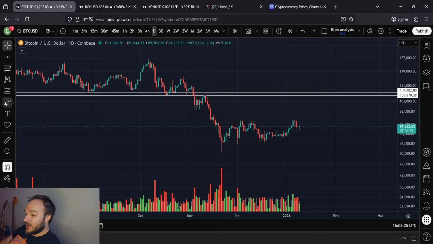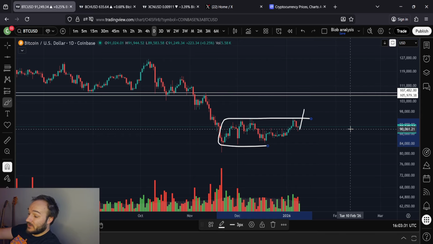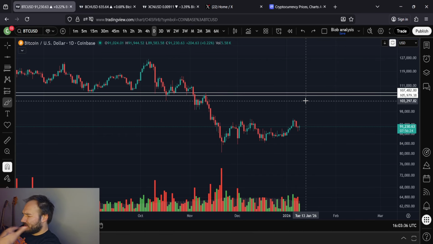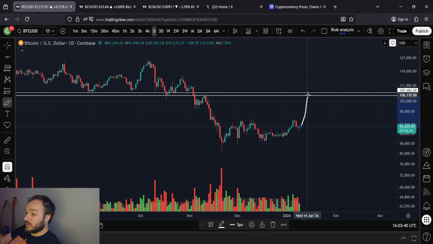So it's not completely crazy to think that by the end of the weekend, by the end of Sunday, we could be breaking out of this range. We could be above 95, 96. Maybe we're at 100K. Who knows? But regardless of whether it happens over the weekend or not, next week, I think, we should be making strides higher.